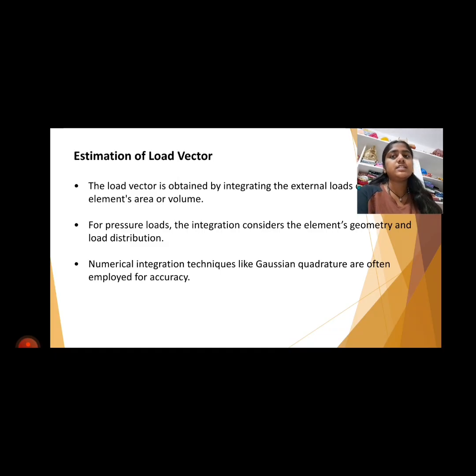As we discussed, the importance of hoop stress is unique to axisymmetric problems and plays a dominant role in pressure vessels and cylinder structures. It arises due to circumferential expansion and must be accurately computed to ensure structural safety.